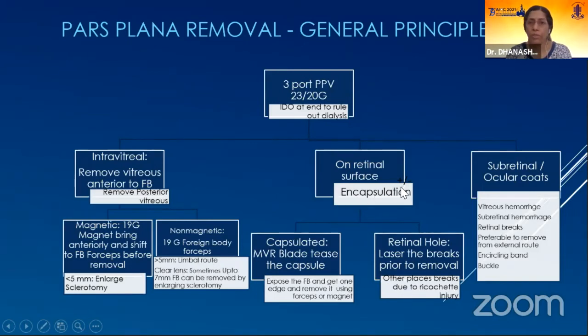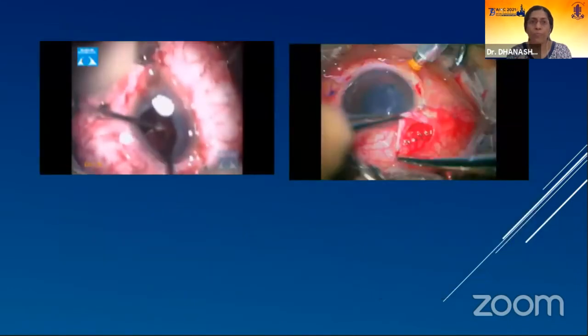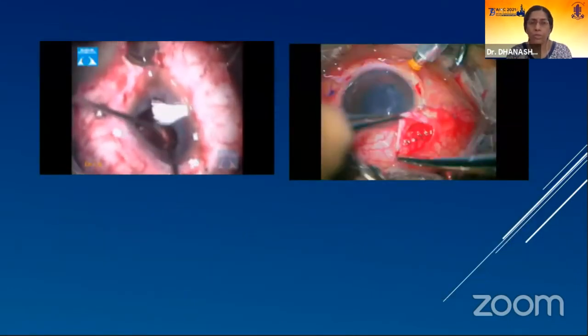If you have a foreign body on the retina which is encapsulated, then you may just cut open the capsule and tease the foreign body out of the capsule. Do not bother to dissect the capsule off the retina because it is quite impossible. If you have any retinal holes, then it is better to laser the holes before you remove the foreign body. In case of subretinal foreign body, it is better to remove it from an external approach and give a support by scleral buckle. So these are two situations where you see extreme trauma.